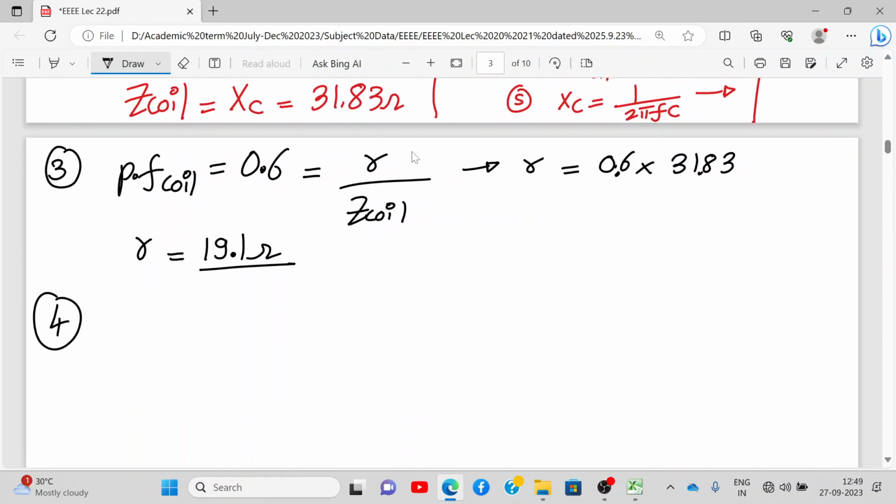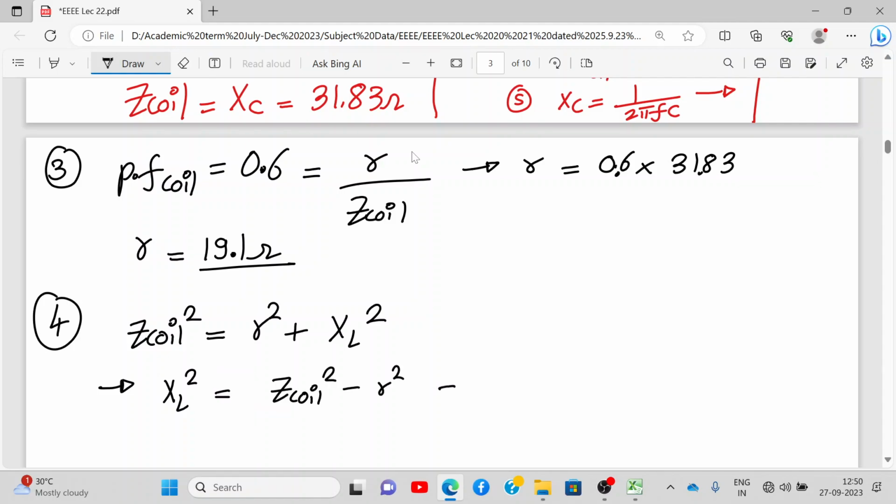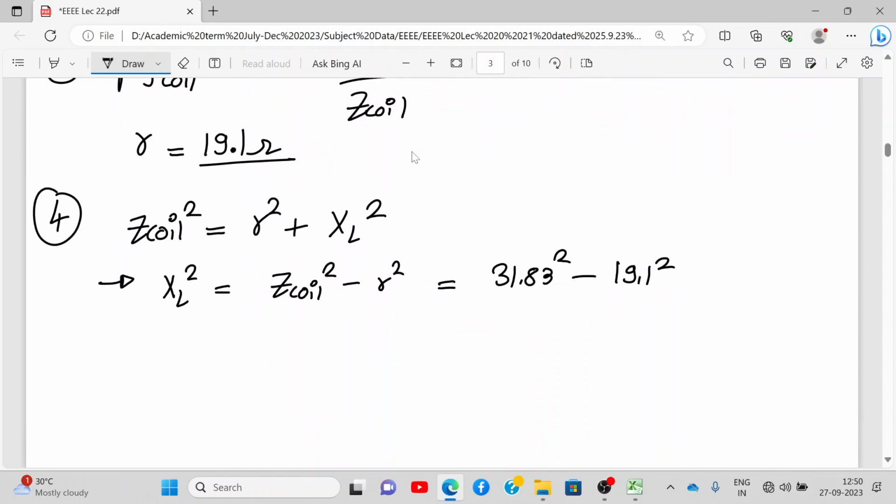So next step is Z coil square is equal to R square plus XL square. So what we want over here, XL square will be Z coil square minus R square. Z coil is 31.83 and R is 19.1 square. So please calculate this number. XL square will be 648.41 and XL finally will be 25.46. Please tell me this answer. I'll wait.